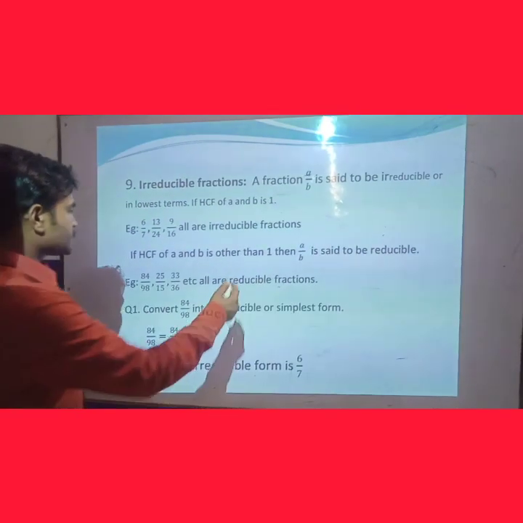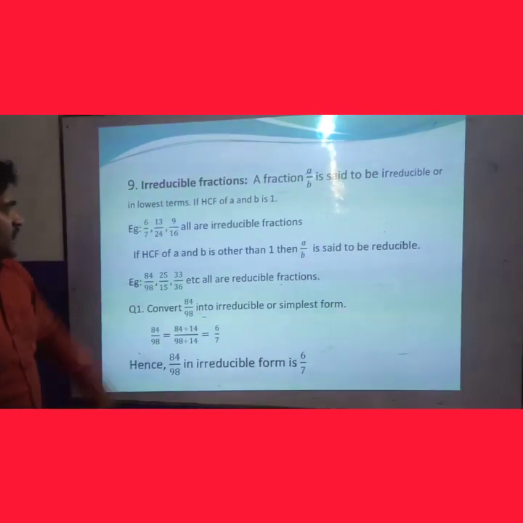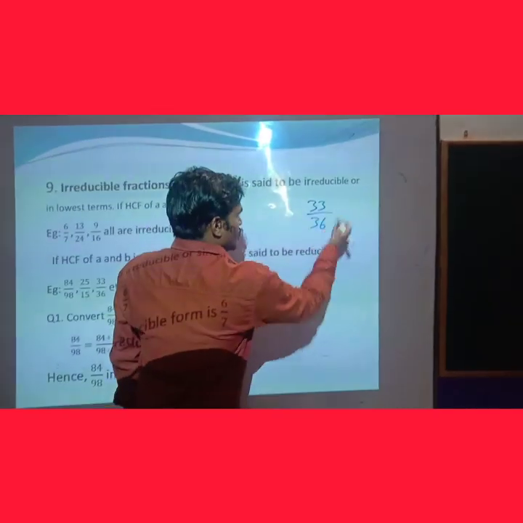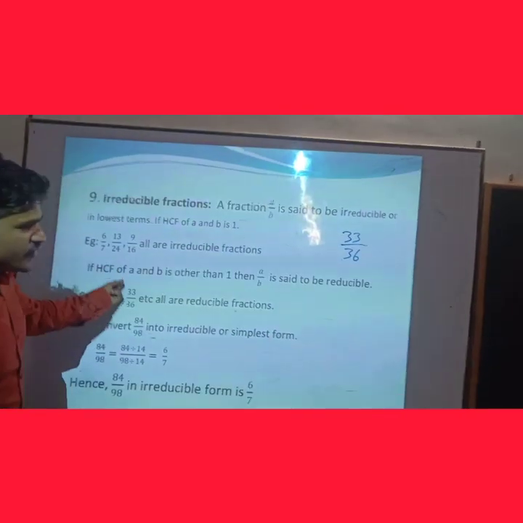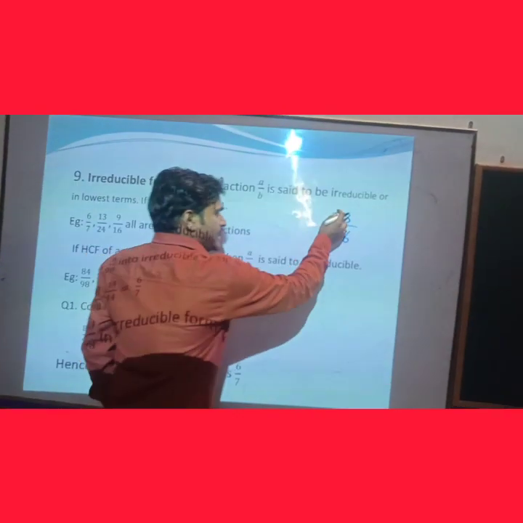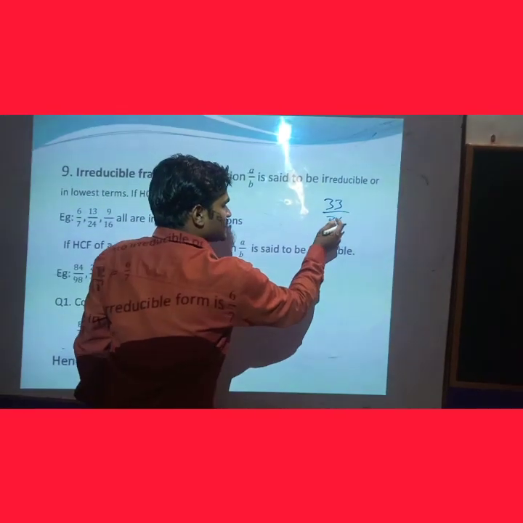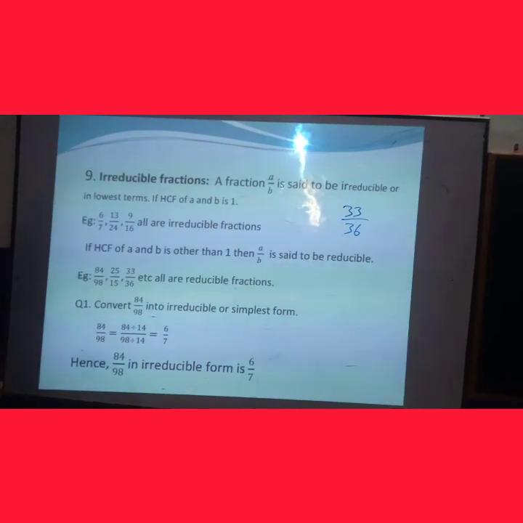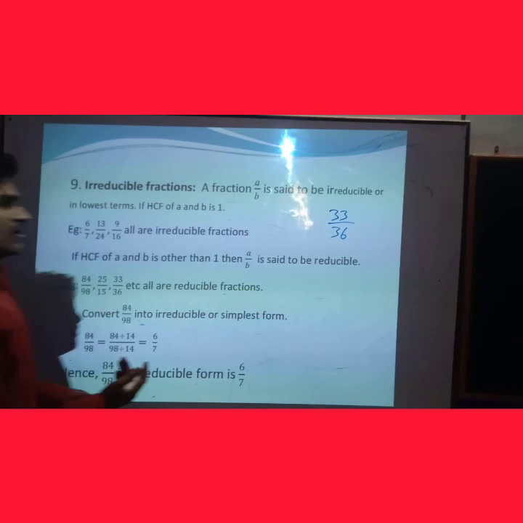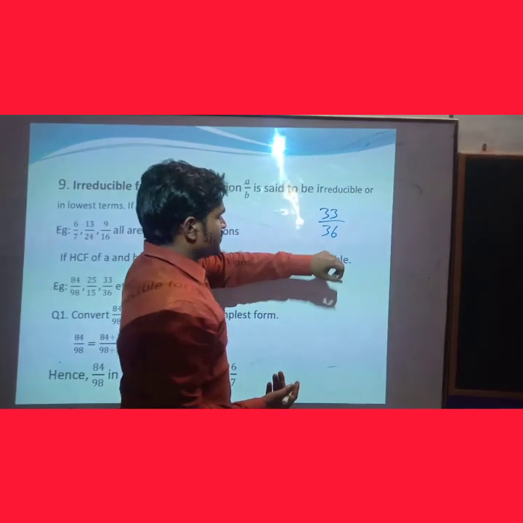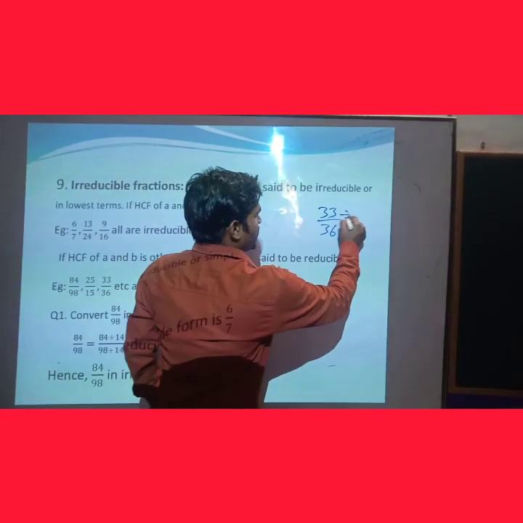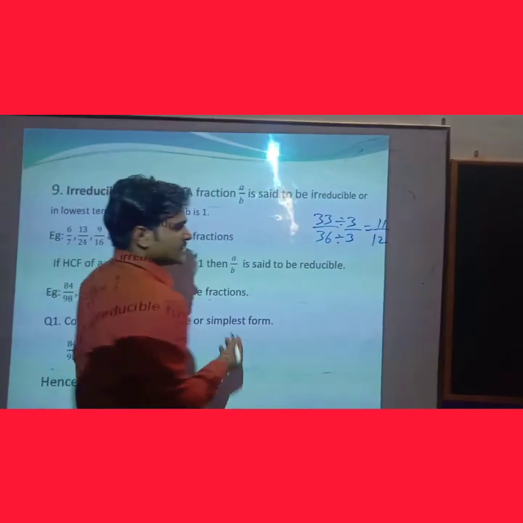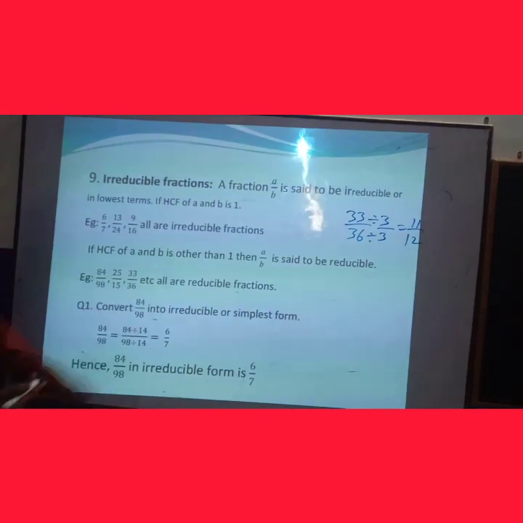Okay. For example, suppose that we are given 33 upon 36. Is this the lowest form? No. Is this an irreducible fraction? No. Because the numerator and denominator, 33 and 36, have a common factor other than 1. That is 3. Yes. Because 33 is divisible by 3 and 36 is also divisible by 3. So what we get? 11 upon 12. Yes. So 11 upon 12 is an irreducible fraction.